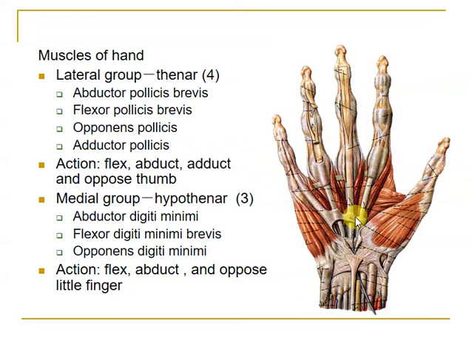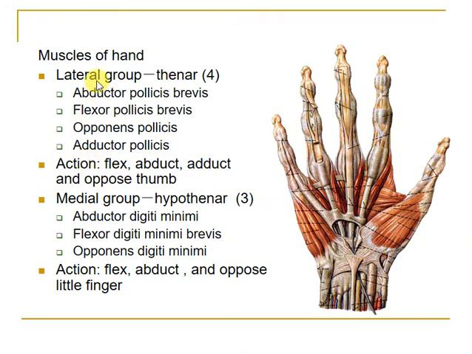Adductor. Here we don't have an adductor for the little finger, there is only an abductor. So we have the abductor pollicis brevis and abductor digiti minimi, and we have adductor pollicis. We don't have adductor digiti minimi.